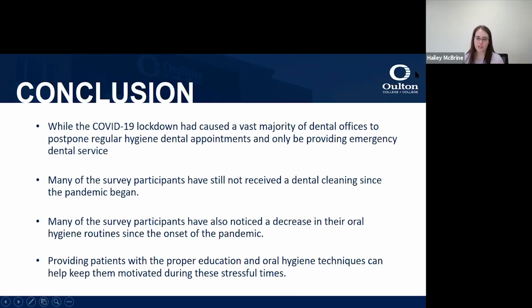So while the COVID-19 lockdown has caused a vast majority of dental offices to postpone regular hygiene dental appointments and only provide dental or emergency dental services, many of the participants have not received a dental cleaning since their appointments were canceled because of COVID. And many of the survey participants also noticed a decrease in their oral hygiene routines since the pandemic. So providing patients with proper education and oral hygiene techniques can help keep them motivated during these stressful times. So we can inform them the risks if they don't keep up with consistent routines and techniques.